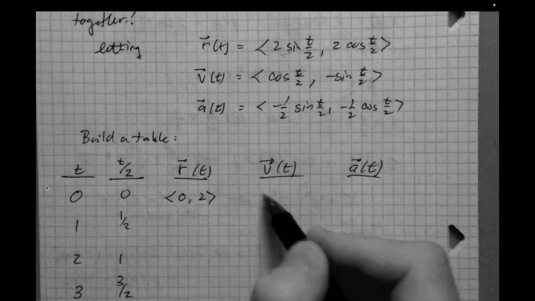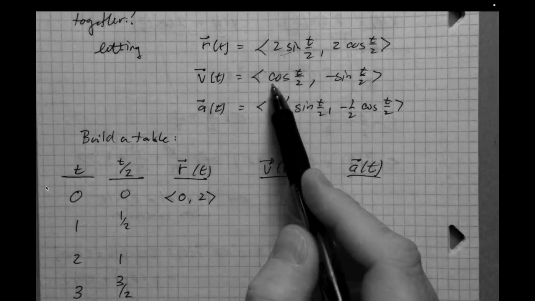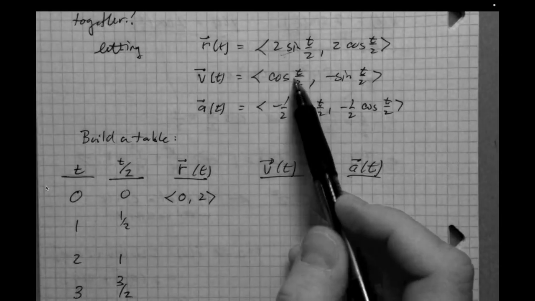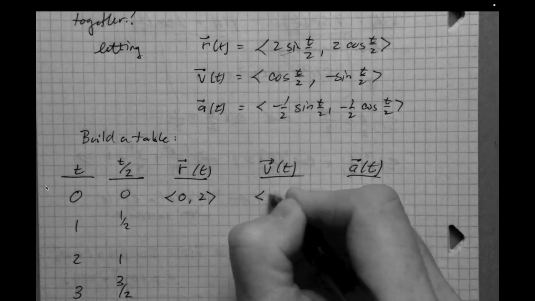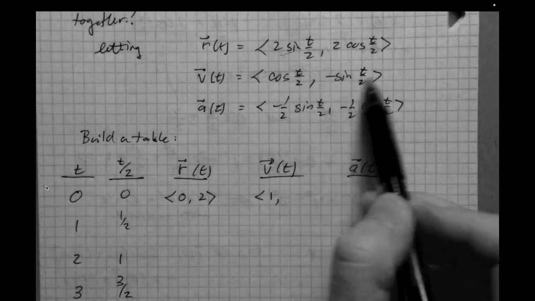What about the velocity? What happens when we plug in 0 into the velocity vector? Well, it's cosine of 0, basically. So cosine of 0 is 1. What happens when we plug in 0 to negative sine?